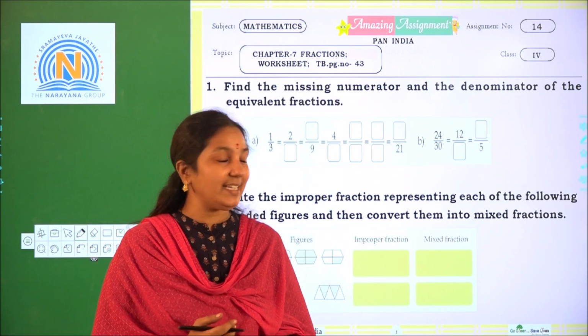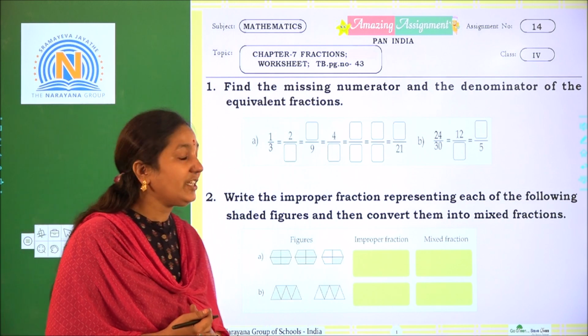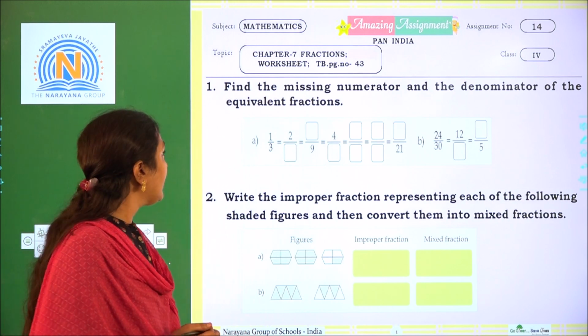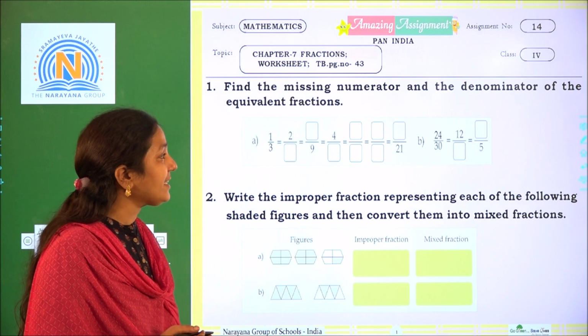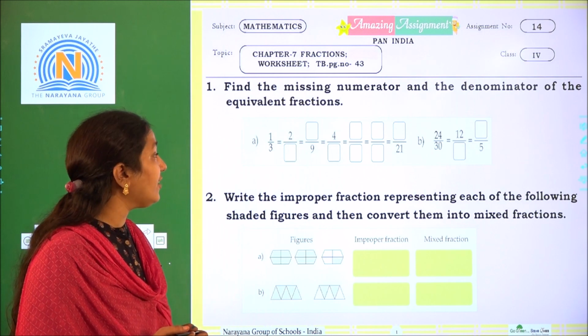Today our amazing assignment is Chapter 7 Fractions Worksheet. You can refer to textbook page number 43. Coming to the first one, find the missing numerator and the denominator of the equivalent fractions.